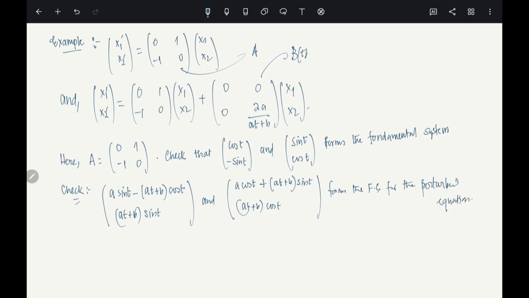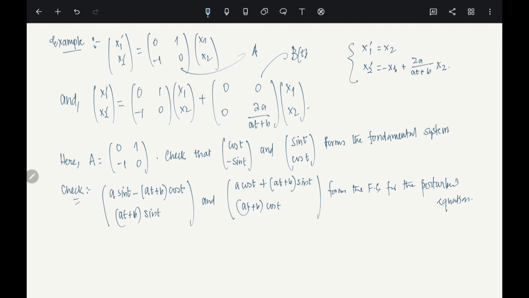Now you may think, how are you going to check this? This is actually not a very difficult thing to do. If you break this equation up, the first equation looks like this: x1 prime is nothing but x2, that is, 0 times x1 plus x2. So x1 prime is x2. And what is x2 prime? x2 prime is minus x1 plus 2a by (a t plus b) times x2. This is a system.